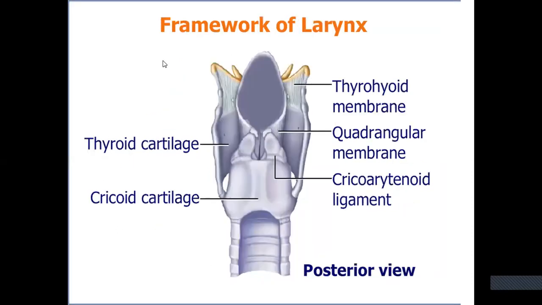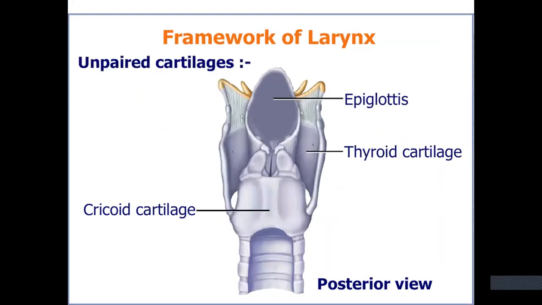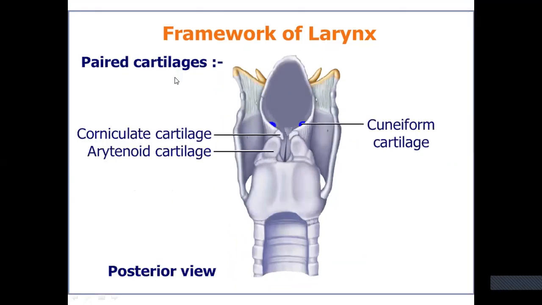There are three paired cartilages of the larynx. They are the arytenoid, corniculate, and cuneiform. So these are the arytenoid cartilages, corniculate, and cuneiform cartilages. They are small in size. Among the unpaired cartilages, we can make out the epiglottis, the cricoid cartilage, and the thyroid cartilage; this is the posterior view. Paired cartilages we have are the arytenoid cartilage, corniculate, and cuneiform. Corniculate and cuneiform are smaller cartilages of the larynx.